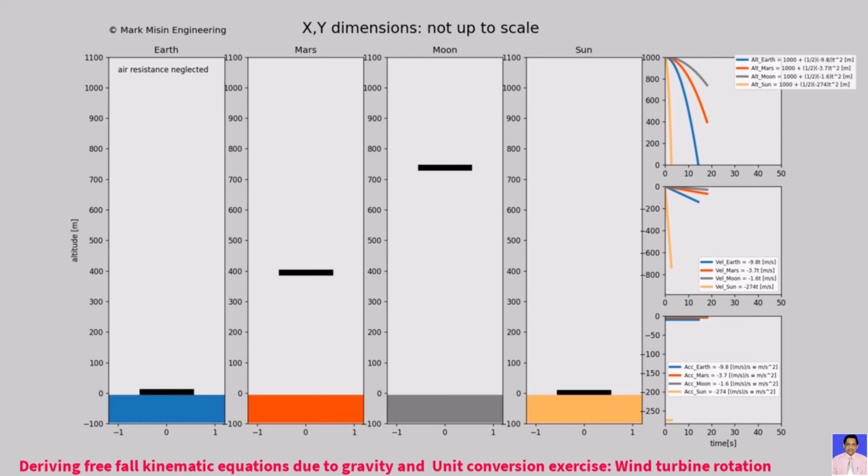You can see that even though the beam's mass is the same, the gravitational pull, the g value, is different on different celestial bodies, and that makes quite a difference. The derivation of the equations governing this free fall motion is very straightforward.